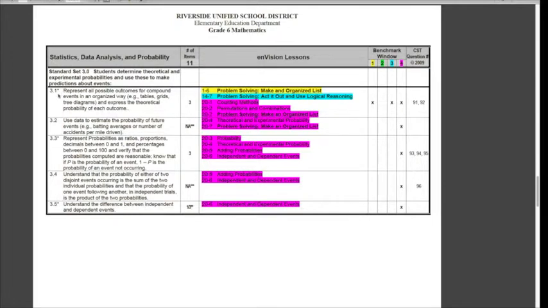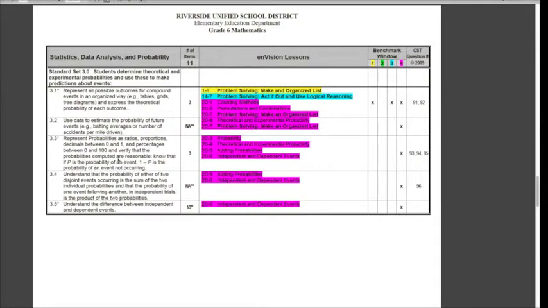The first key standard relating to probability is representing possible outcomes for compound events in an organized way and expressing theoretical probability, which links directly to standard 3.3 in statistics, data analysis, and probability, as far as how we represent those probabilities as ratios, proportions, decimals, percents. So knowing your standards, this should sound familiar with the fractions, decimals, percents equivalencies.